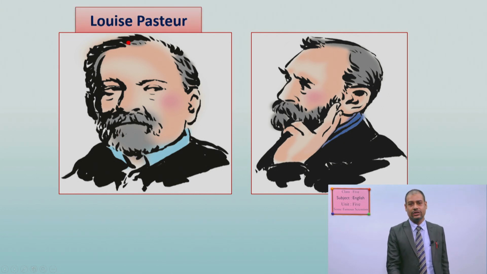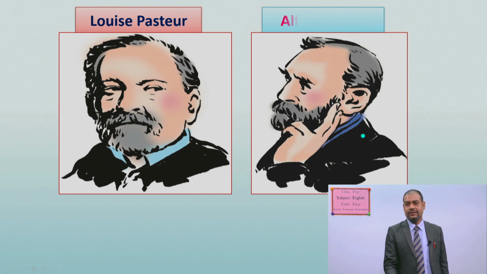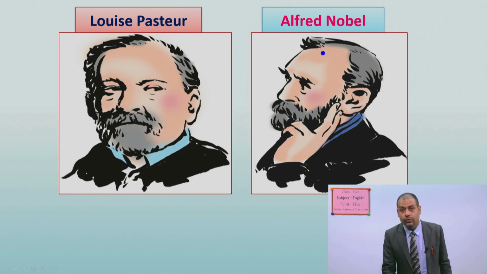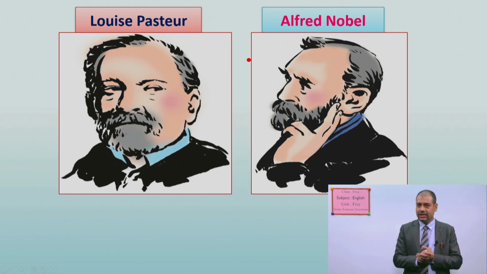Yes, he is Louis Pasteur. So once again, please pronounce with me. Louis Pasteur. Once again, please. Louis Pasteur. Very good. Now I want to show you the name of this person. And the name of this person is Alfred Nobel. Once again, you have to pronounce this word with me, okay? Alfred Nobel. Once again, please. Alfred Nobel. Now, can you tell me who they are?